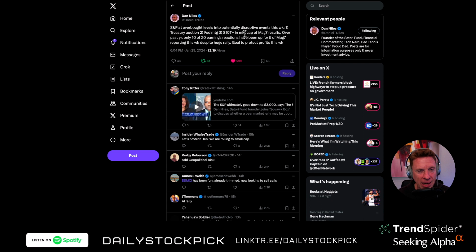10 trillion in market cap of Mag 7 results. That's Microsoft, Google, Meta, Apple, and Amazon. Over the past year, only 10 of the 20 earnings reactions have been up for the 5 of the Mag 7 reporting this week, despite huge rallies. Goal is to protect profits. I kind of agree with him. You've got to protect your profits.